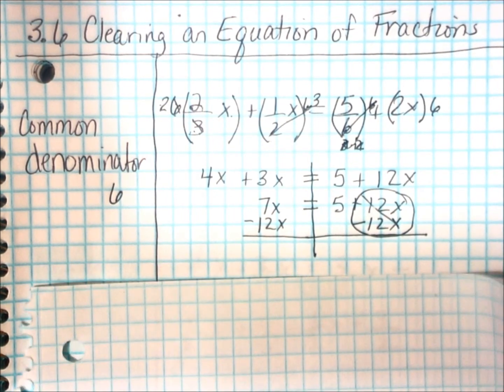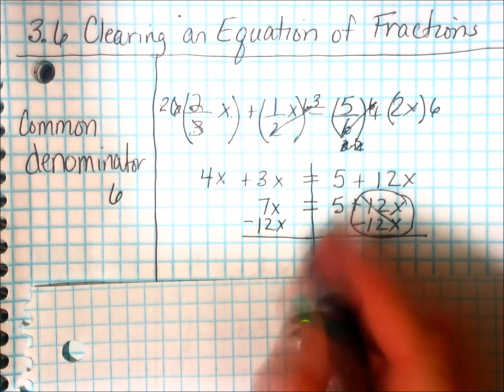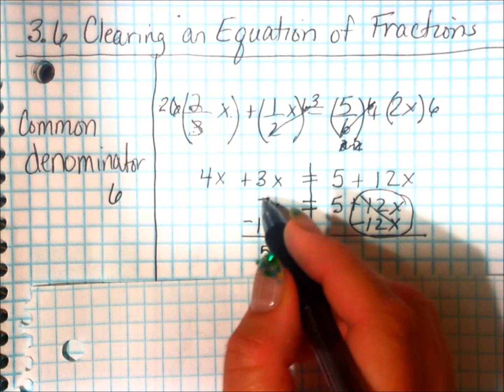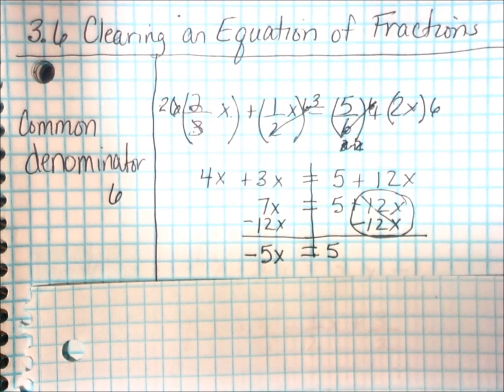Here's where I'm going to get a little bit of problem. 7x minus 12x. One's positive, one's negative. You subtract. I get 5x. 12 is a larger number than 7, and 12 is negative, so it's negative 5.